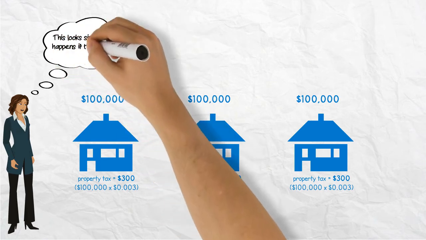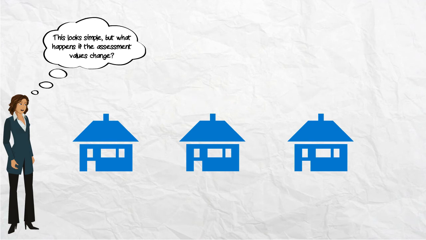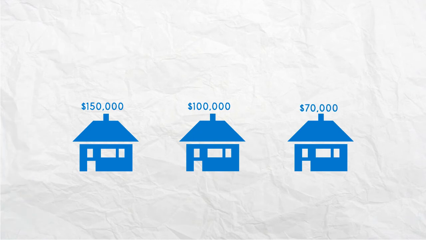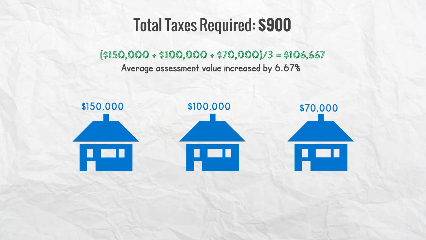This looks simple, but what happens if the assessment values change? Okay, let's assume the following year the assessments look like this. House number 1 is assessed at $150,000. House number 2 at $100,000, and house number 3 at $70,000. House number 1's assessed value increased by 50%. House number 2's stayed the same, while house number 3's decreased by 30%. In this scenario, the average new assessment value increased by $6,667, or 6.67%.